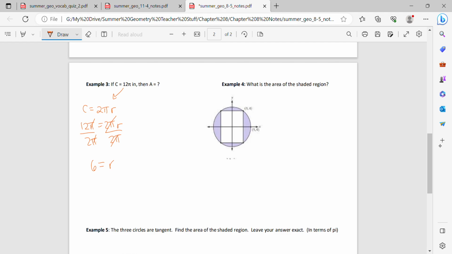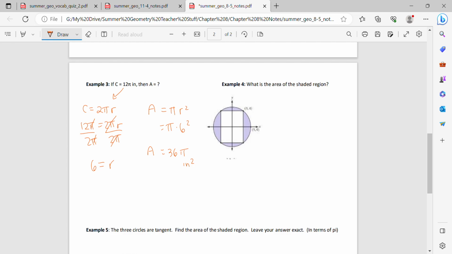So my radius is 6, and then in my area formula I would substitute 6, and so the area of this circle is 36 pi square inches. Let's do a couple that are a little bit more interesting. Not that those weren't, but those were some pretty basic ones.